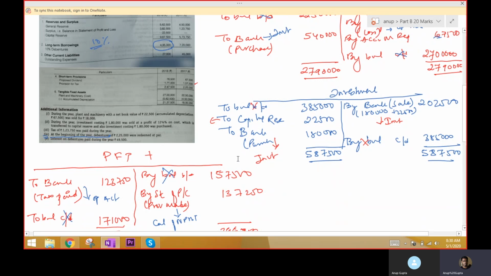There are no accounts to be prepared. Then interest paid on debentures during the year was 49,500. So obviously 10% of 4,95,000 is 49,500.